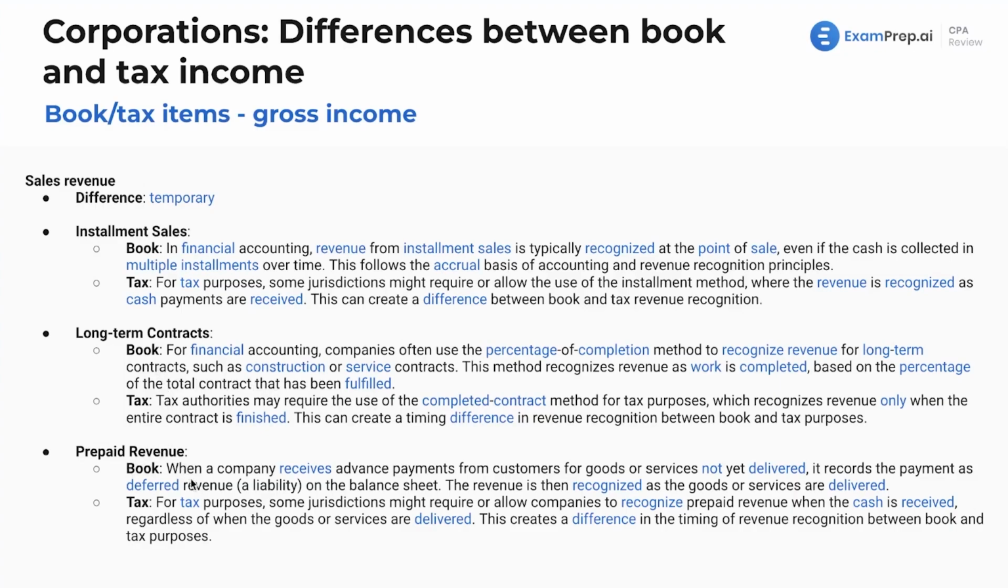For prepaid revenue, when a company receives advance payments from customers for goods or services not yet delivered, so kind of different, the opposite of installment sales. So you're receiving the money now, but you haven't done your end of the bargain yet. Let's say you received $10,000 for a car, but you haven't given them the car yet. That's prepaid revenue. You're going to record the payment as deferred revenue, a liability on the balance sheet.